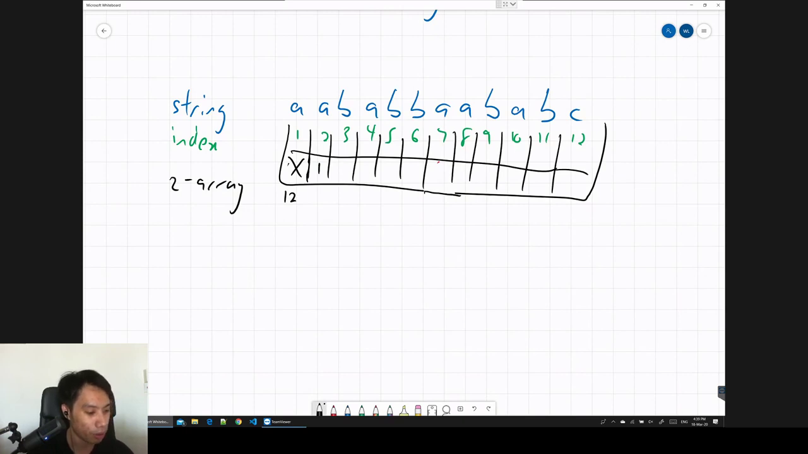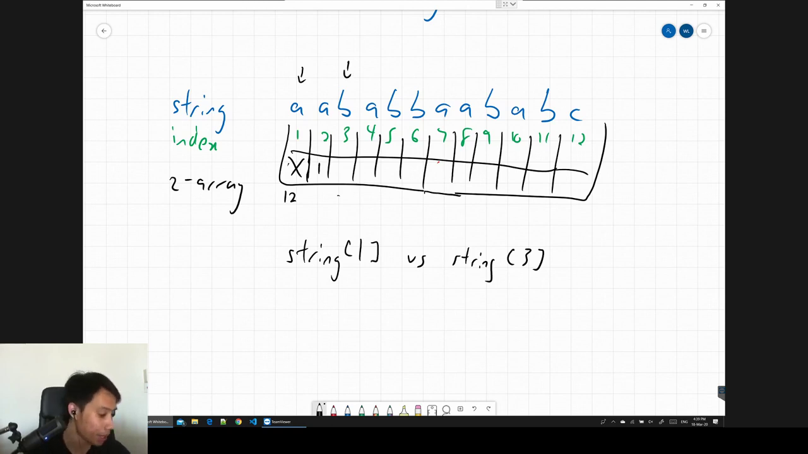Next, I'm going to find the value in the third position. So I'm comparing, no, my bad, I'm comparing string 1 with string 3. So A versus B. Is it the same alphabet? It's not the same. No match means the length will be 0. Next, I'm comparing with 4. A and A is the same. Then I compare the next one, which is 2 and 5.